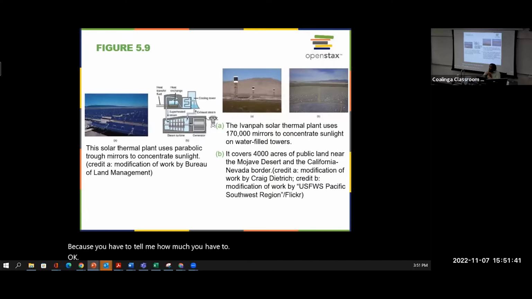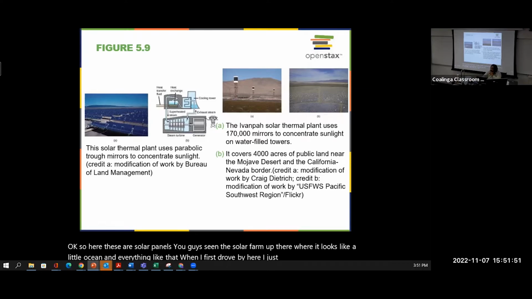Okay, so here, these are solar panels. You guys seen the solar farm up there where there's like a little ocean and everything? When I first drove by, it had just started, and I thought, there's water out there? Anyway, this is basically how solar panels work. It's the concept of heat transfer.